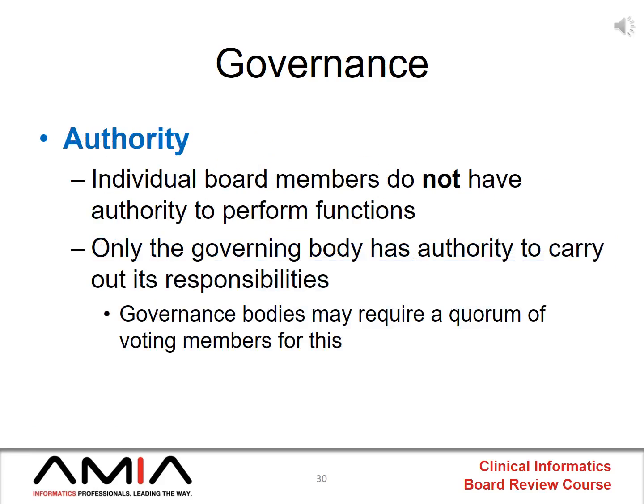With regard to authority, it's important to realize that in a governance structure, only the governing body as a whole has the authority to carry out its responsibilities. Individual board members or members of the governing entity do not have the authority to perform its functions. This is typically why governing bodies require a quorum of voting members before decisions can be made.